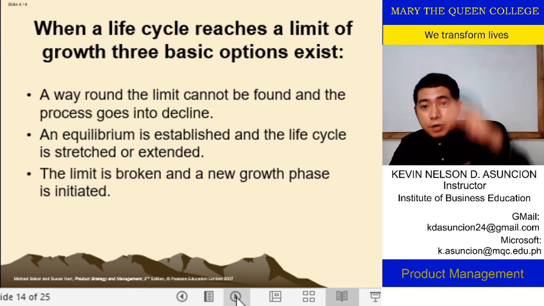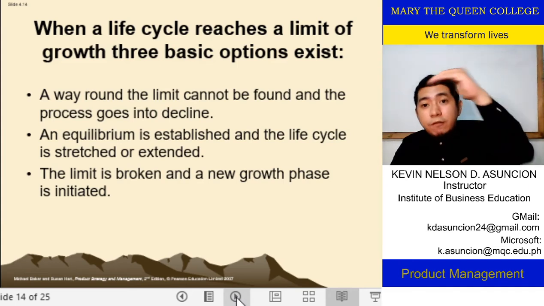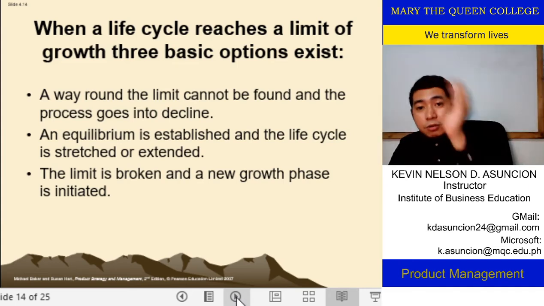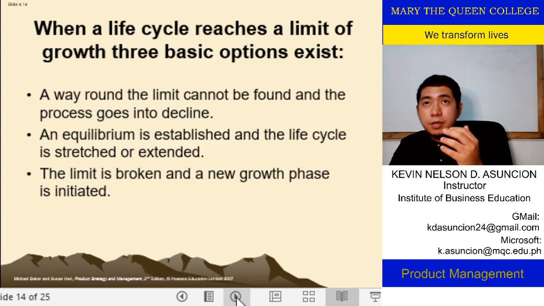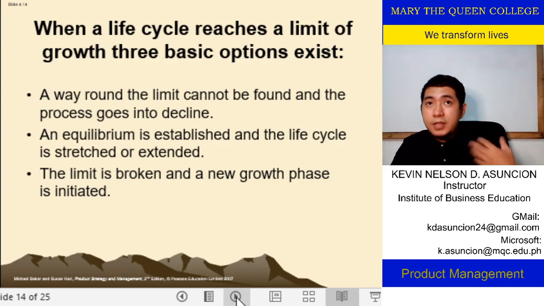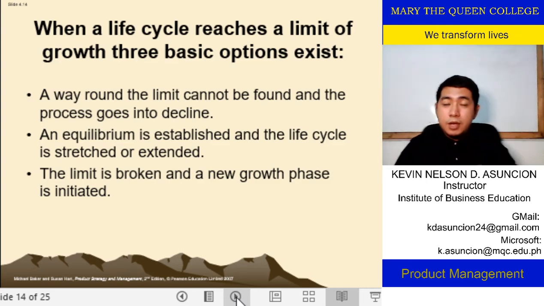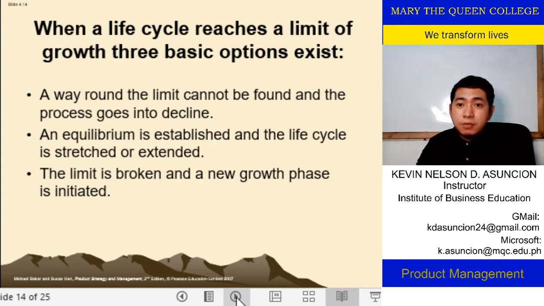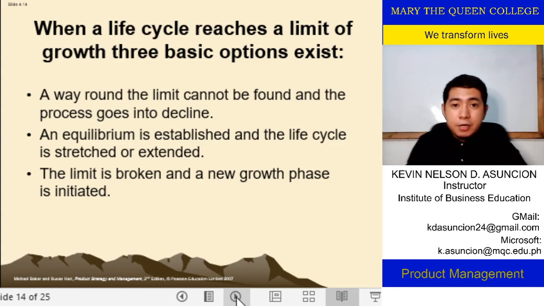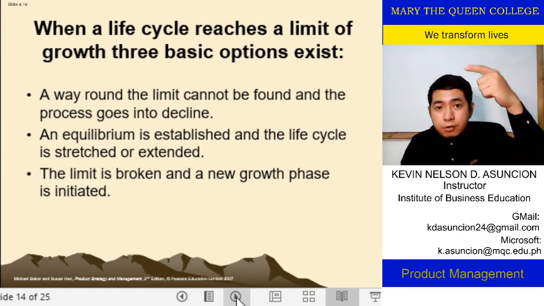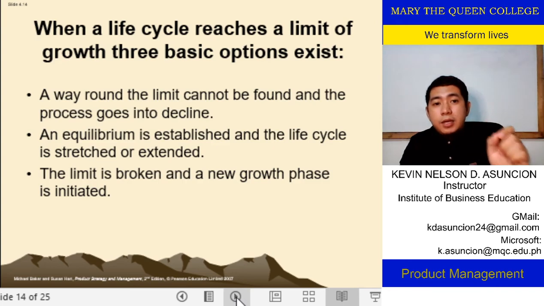So, whenever you reach that, you need to avoid elimination or the decline. No, you need to avoid the decline. That's why sa biological life cycle, we try to drink medicine, food supplements for us to have a fit and good physique. No, so that's the same with the product life cycle. So these are the three basic options that exist whenever we achieve the limit of growth.